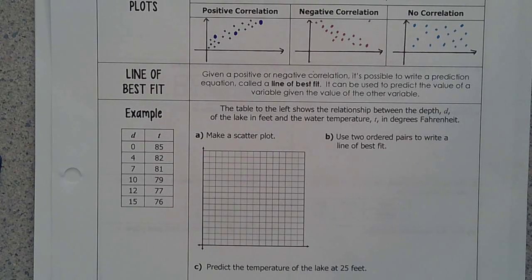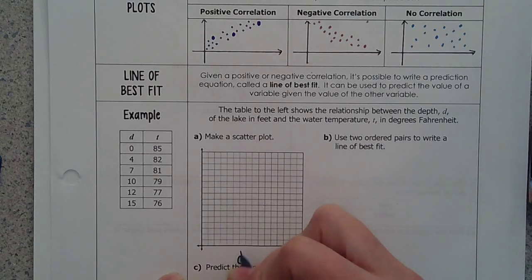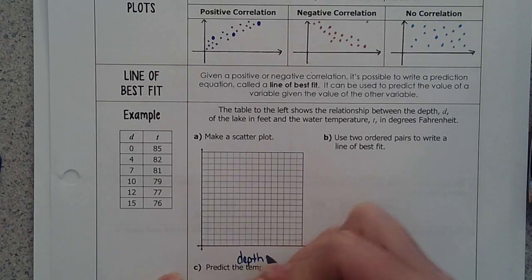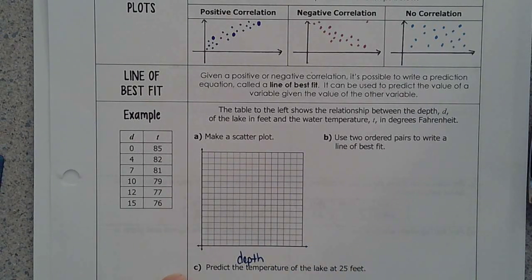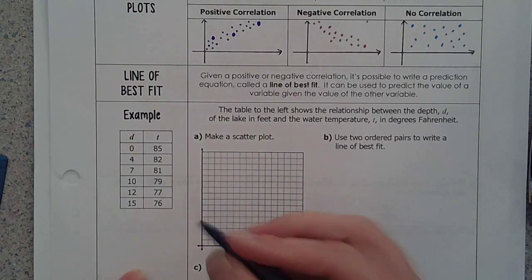Well, we're going to make a scatter plot using these points right here. Depth of the lake is going to be my x-axis. And to get all my numbers to fit 0 through 15, I'm going to count by twos.